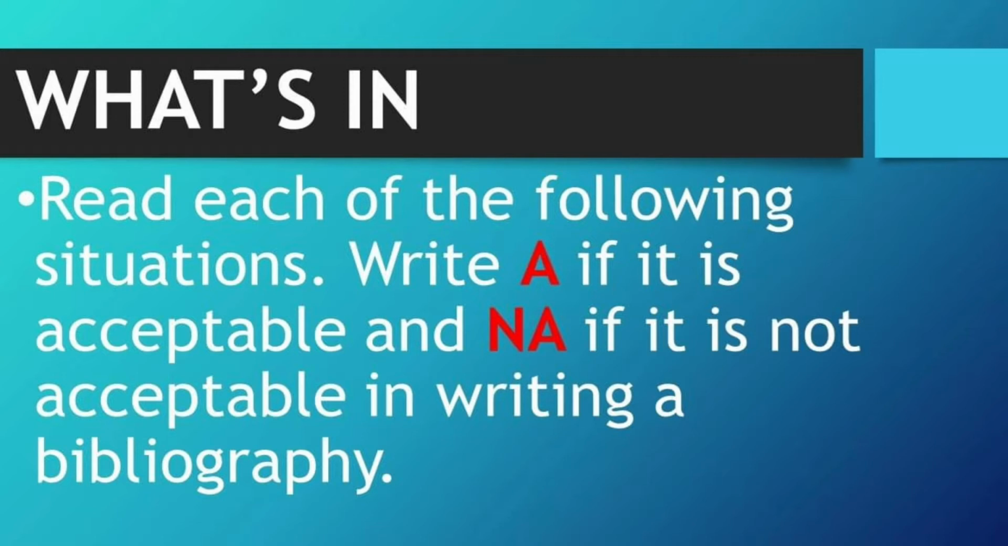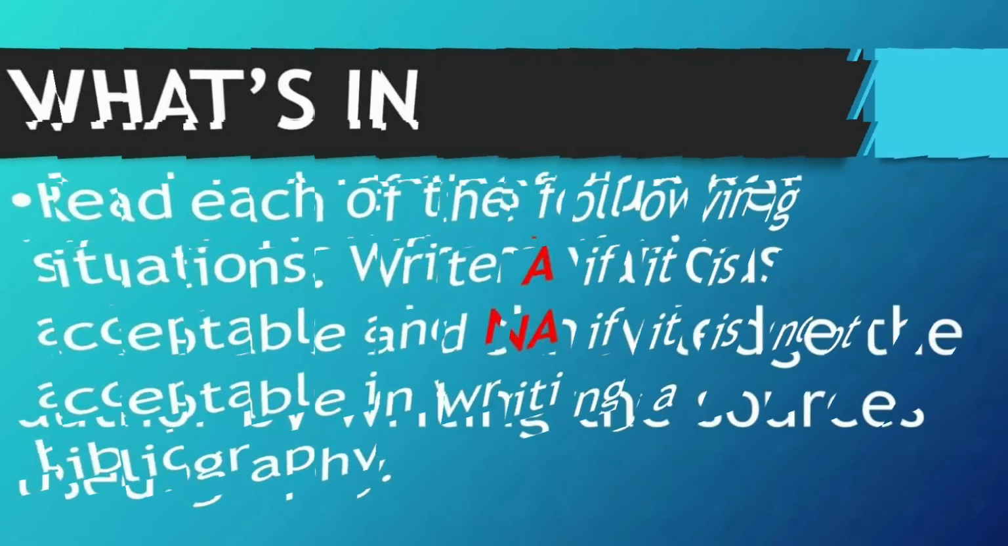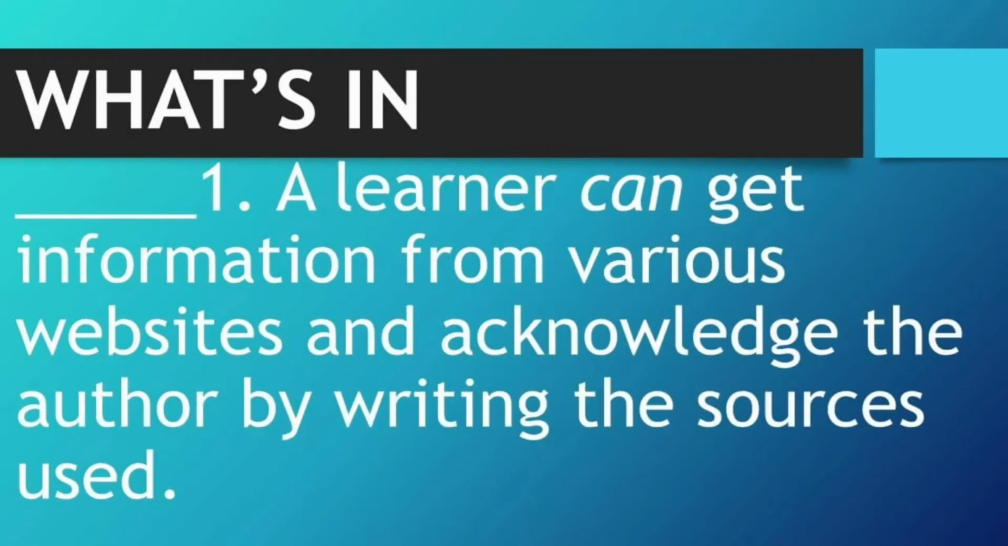Read each of the following situations. Write A if it is acceptable and NA if it is not acceptable in writing a bibliography. Number 1. A learner can get information from various websites and acknowledge the author by writing the sources used.